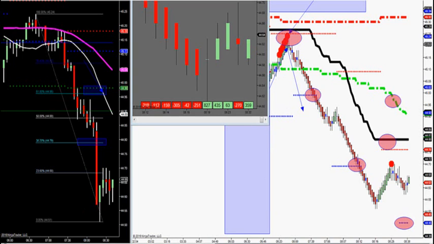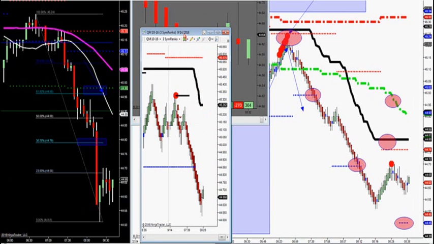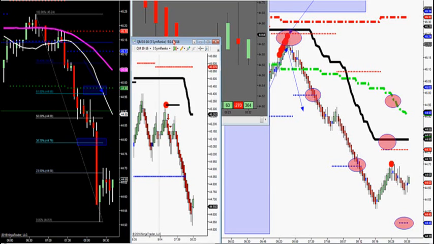If I trade the QM, here's a QM. Let's say you don't want to take the risk on the CL. The QM is the same way. The QM is the micro of crude oil. And you can see right here, we had a sell signal.